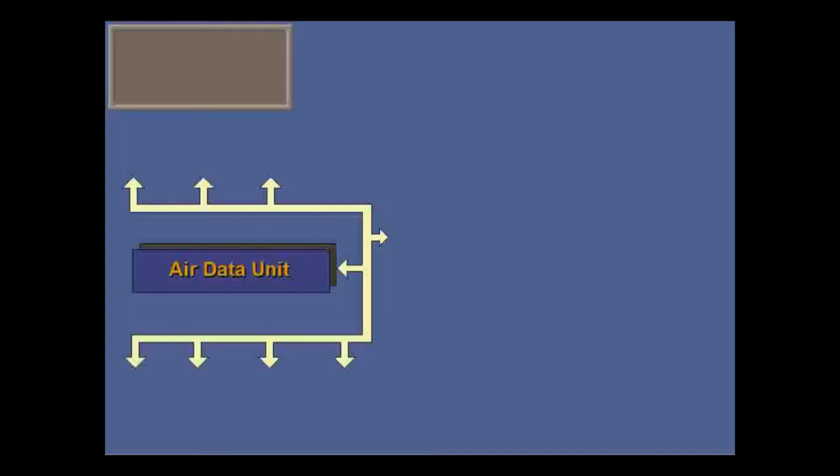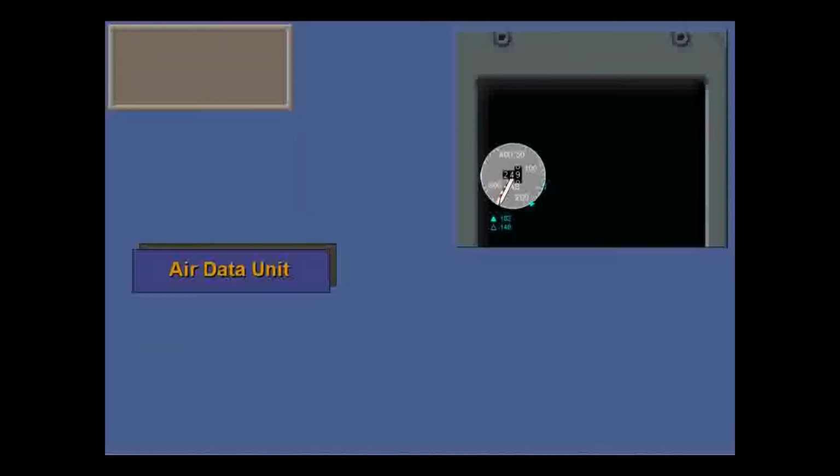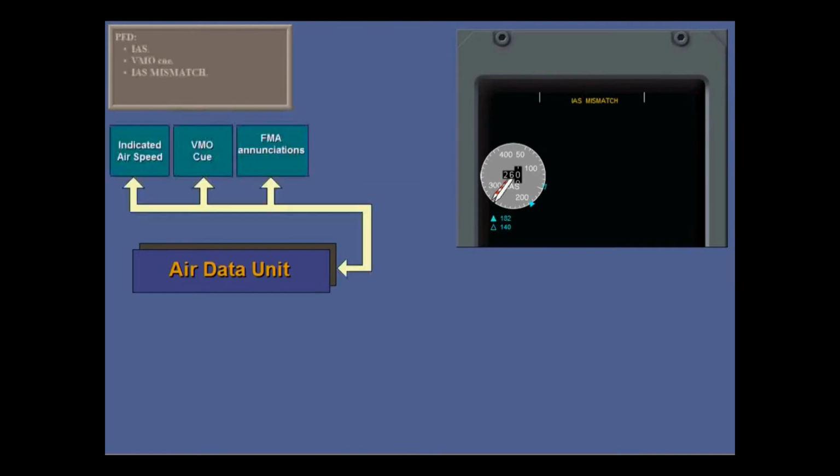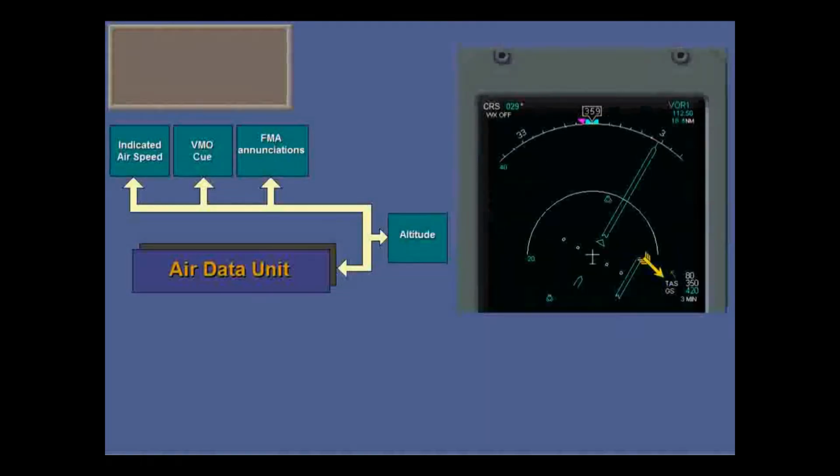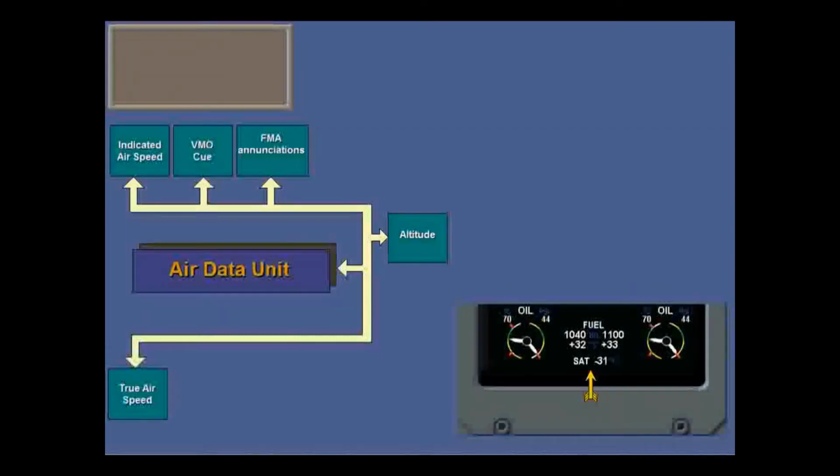Output from the air data units via the ARINC data bus is used by many aircraft systems. For example, on the PFDs are the indicated airspeed, including the VMO, and some FMA enunciations. There is, of course, altitude. On the MFD is the true airspeed. On the engine display, the static air temperature.